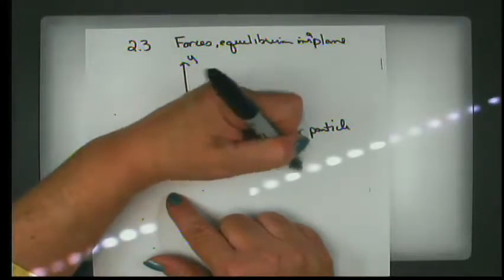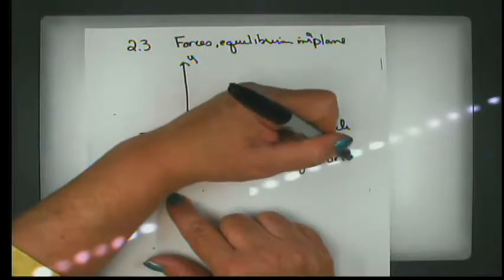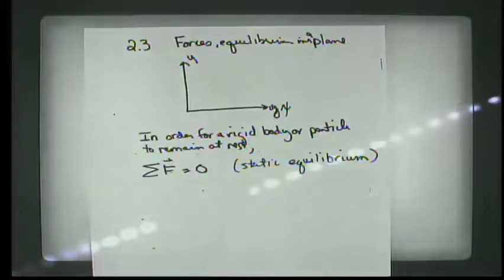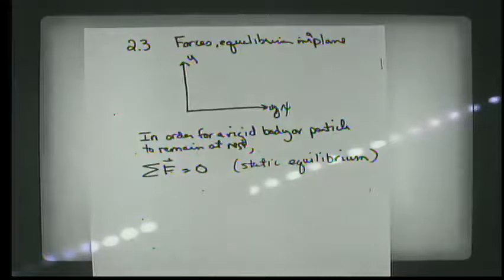It's also the condition for moving with a constant velocity, but in this class we're more concerned with things that are not moving at all. So this has to be true. There are other things that have to be true as well, but this is the first big building block.